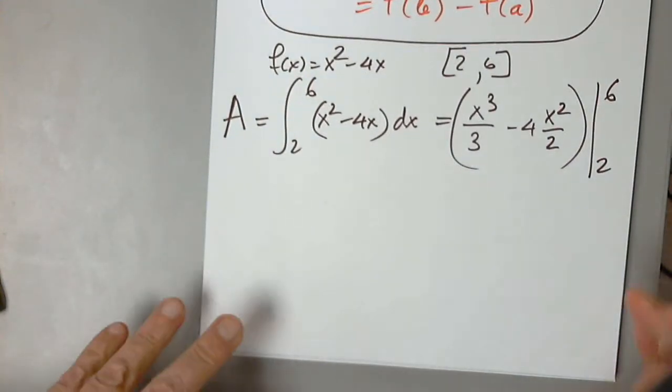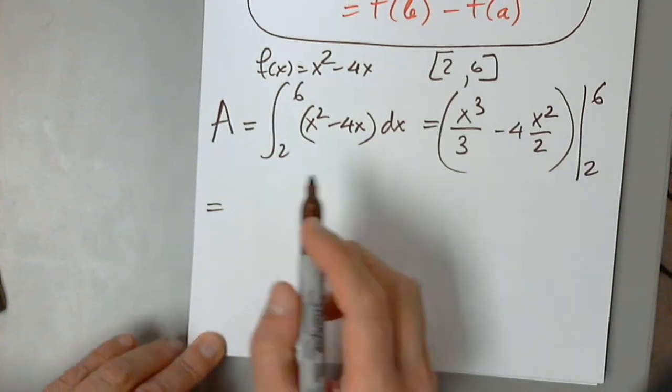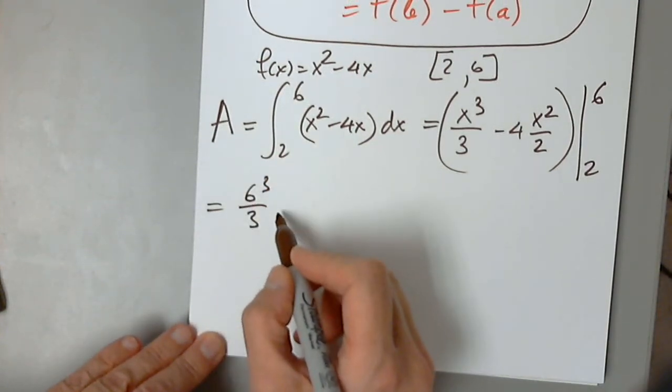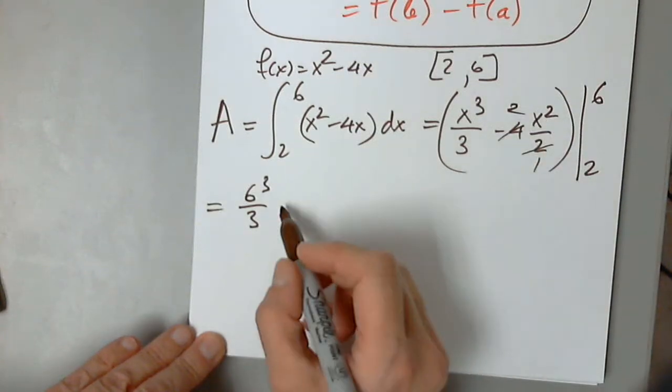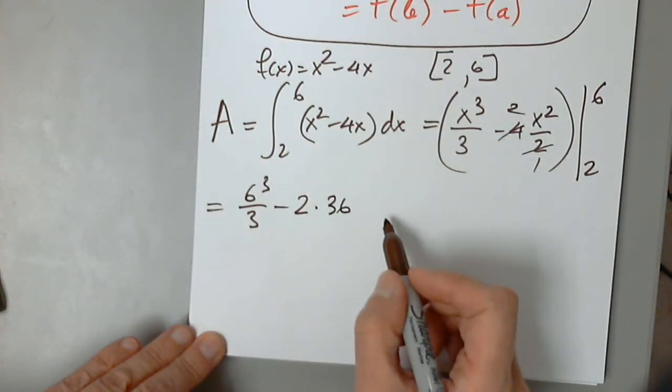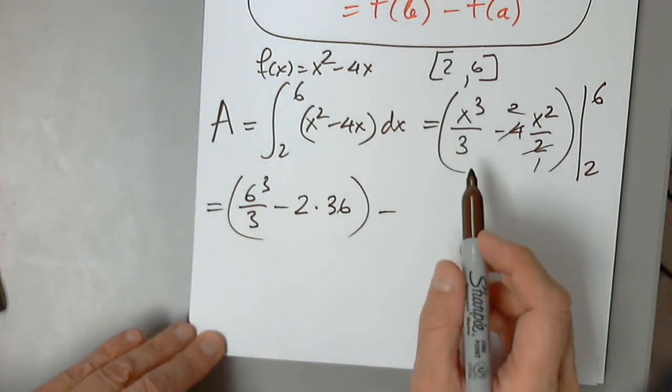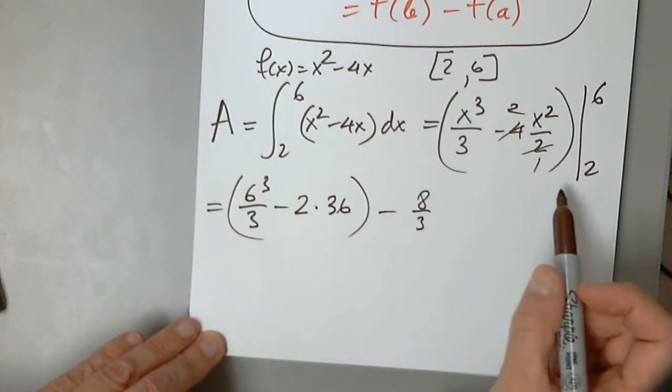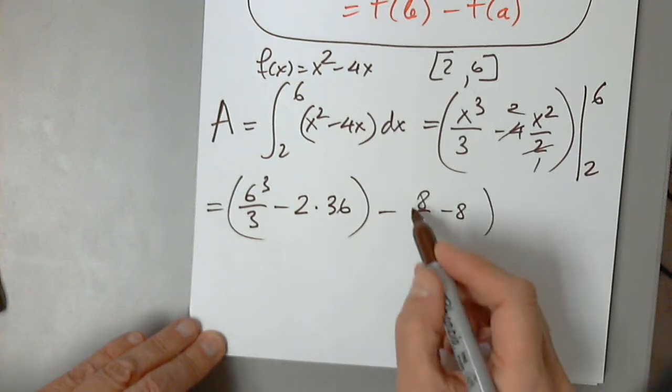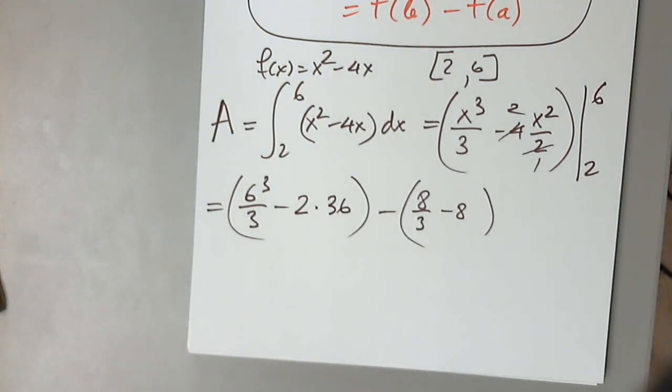Okay, I'm going to plug in 6. So this is 6 to the third over 3. I'm going to simplify here, and I'm going to write minus 2 times 36. And then minus, when I plug in 2, I get 8 thirds, and 4 times 2 is 8. So I plugged in 6 in the antiderivative, 6 cubed over 3 minus 2 times 36, and minus when I plug in 2, the lower limit, 8 thirds minus 8. Okay.